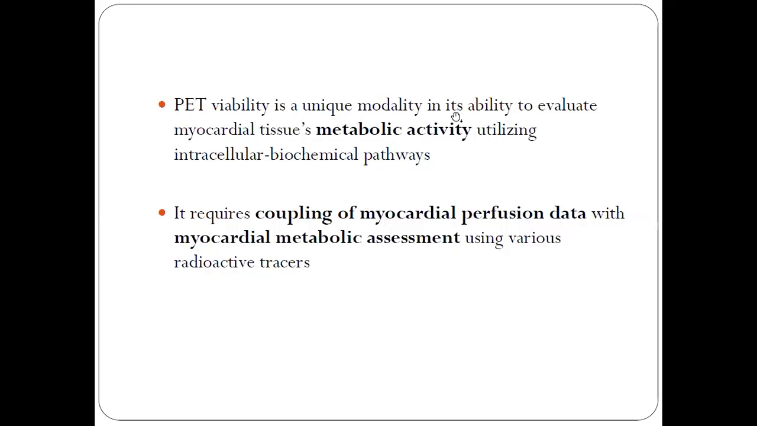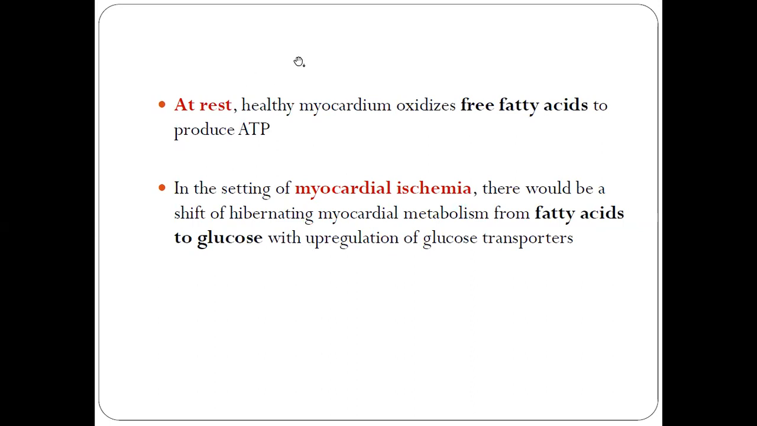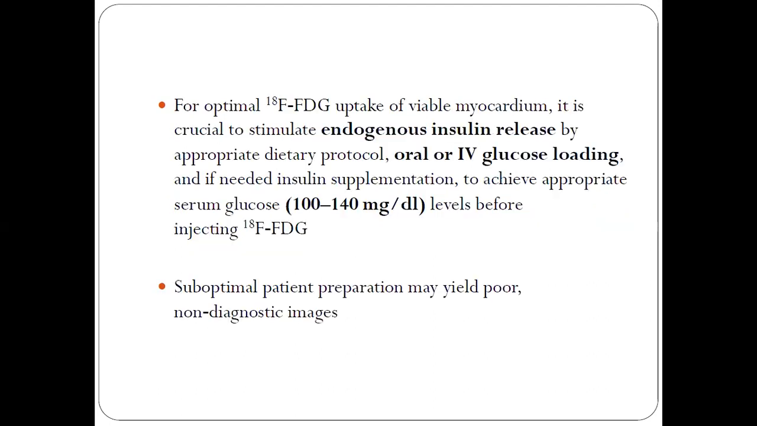PET viability is a unique modality in its ability to evaluate myocardial glucose metabolism. So it assesses both the perfusion as well as the metabolic activity. At rest, healthy myocardium oxidizes free fatty acids to produce ATP. But in the setting of myocardial ischemia, there is a shift of hibernating myocardial metabolism from fatty acids to glucose, with upregulation of glucose transporters.